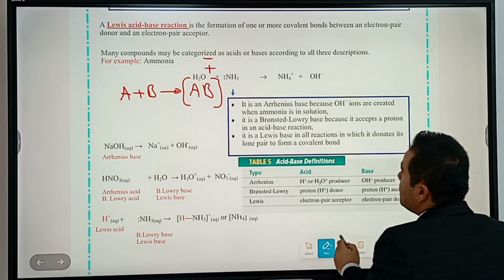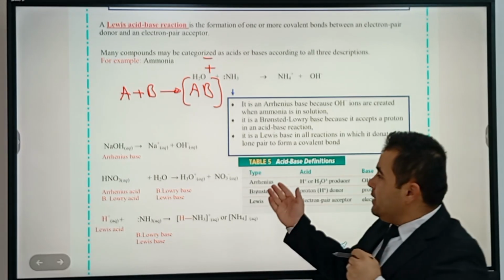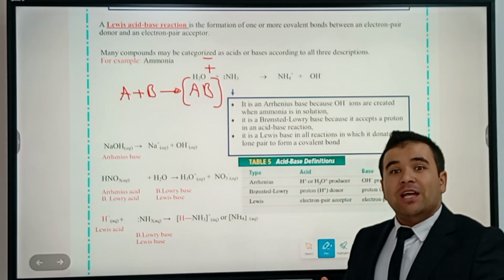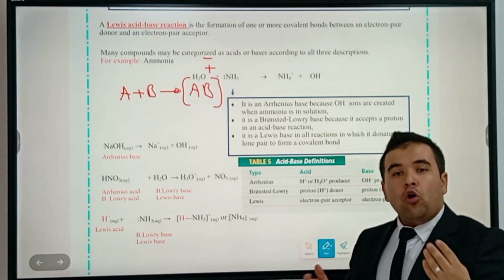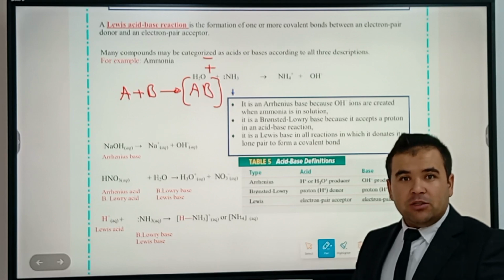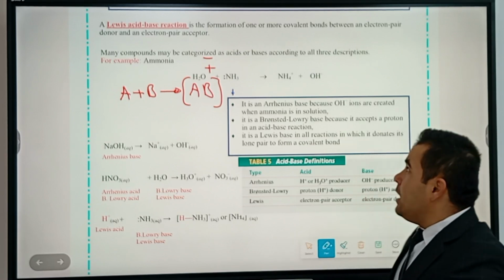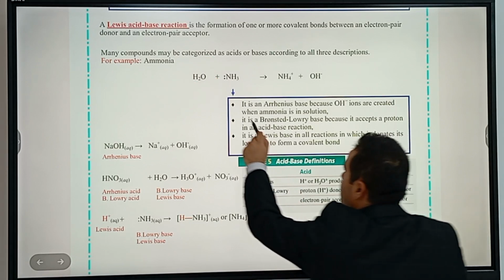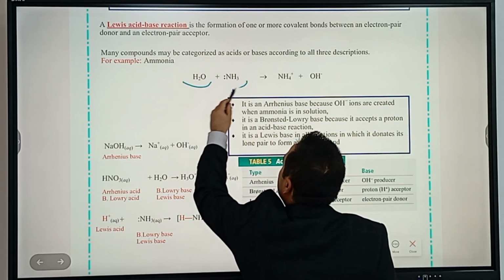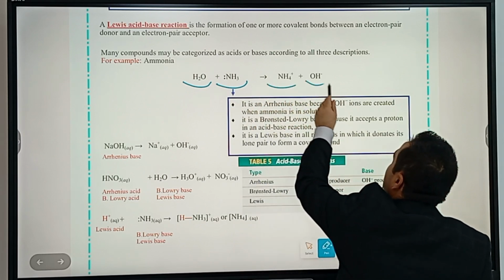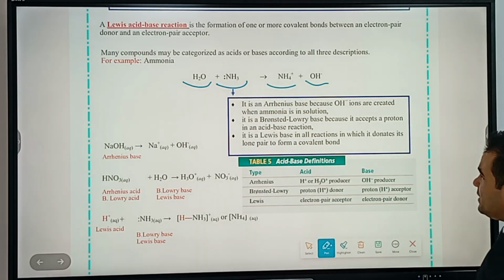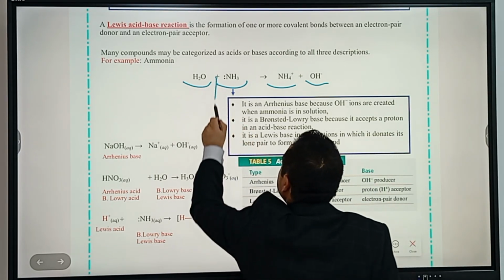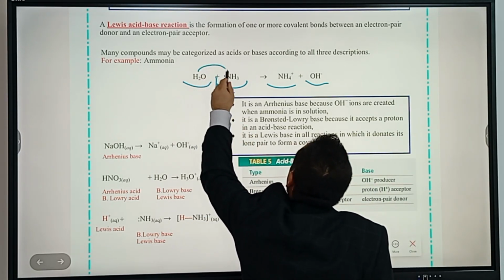Let us talk about some of the reactions where there are species that can meet the conditions of all the definitions. Here we have an example. Let us talk about that example. H2O plus ammonia forms ammonium and hydroxide in the solution, guys. Let us talk about the H2O first. H2O in this case donates a proton.